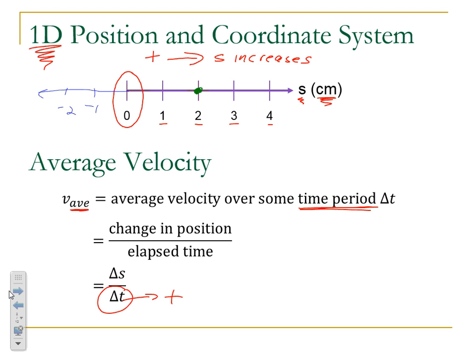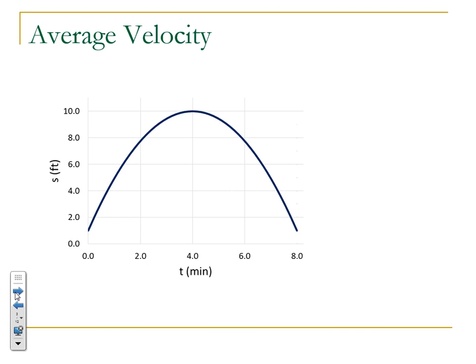Delta S could be positive or negative. If we're at 2 centimeters, we could move to 3, which would be a positive motion. We could move to -1, which would be a negative motion. So delta S can be positive or negative. So our average velocity then is going to be positive or negative depending on the direction of motion. Okay, so that's our definition of average velocity.